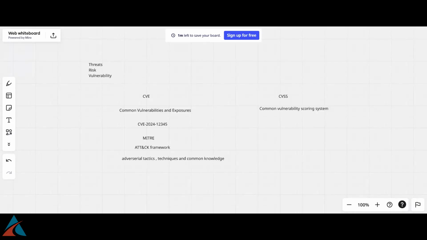Are they both equally dangerous? No. One is dangerous, one is more dangerous. So which one is going to be critical? How do you decide that? With the help of CVSS. CVSS scores. That CVSS score is going to tell you the difference.